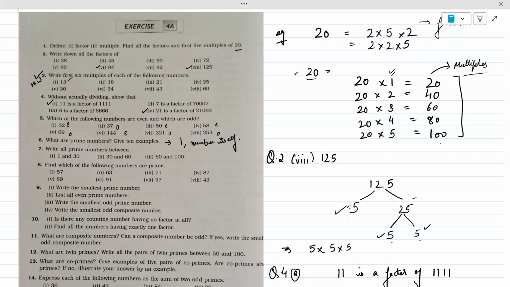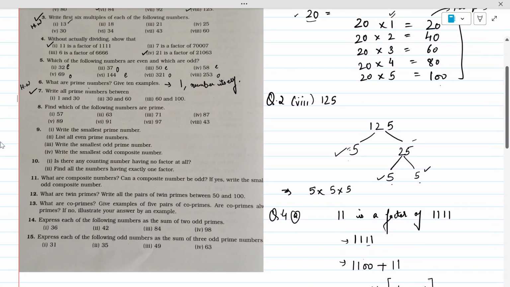Next, what are all the prime numbers between 1 and 30, 30 and 60, 60 and 100? Kids, we have done the complete chart from 1 to 100. So I am giving this question as homework because we have done this. Okay. Next, find which of the following numbers are prime. Same, a part of this we have already done. From 1 to 100 we have seen what the prime numbers are. So again, I'm leaving this question to you as homework.